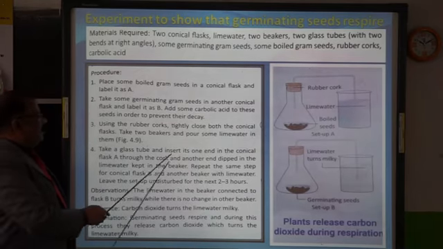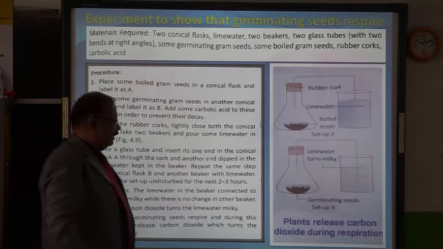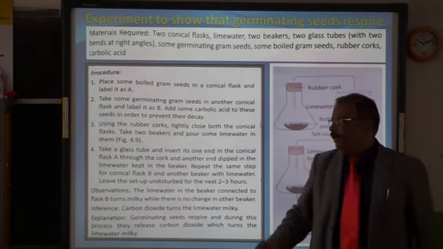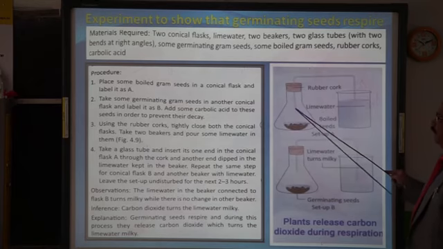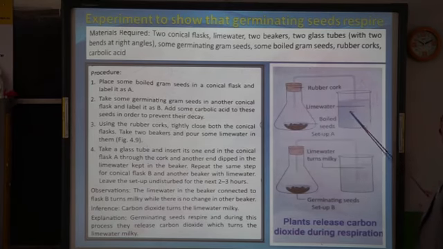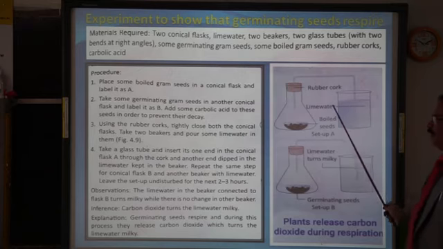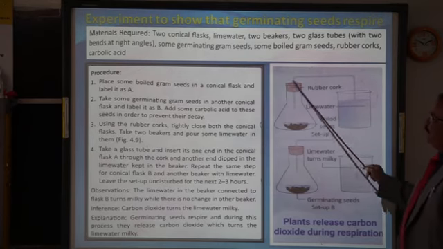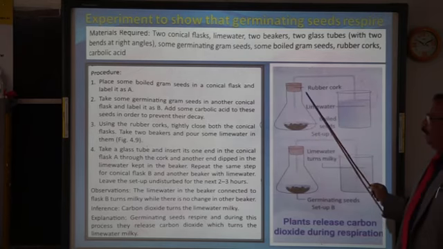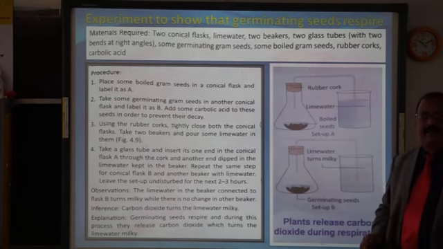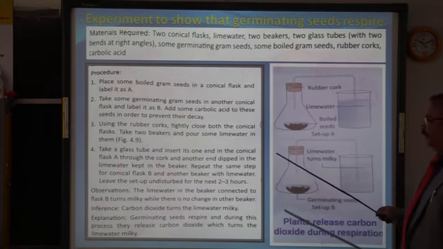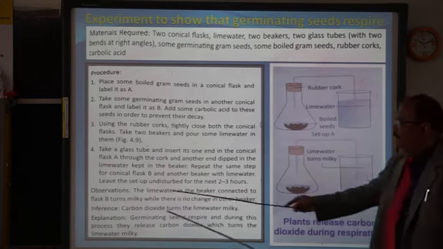Take a glass tube and insert one end in the conical flask and another one dipped in the lime water. So you can see two are there. So one here it is there in the conical flask, other one is dipped in the lime water. Now what you have to do? After that you have to fix the rubber cork and without disturbing it, for 2 to 3 hours you have to keep this apparatus, keep this setup. After that what will you observe?